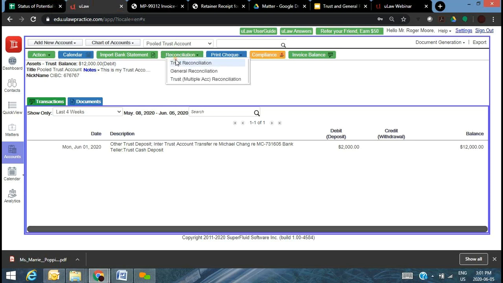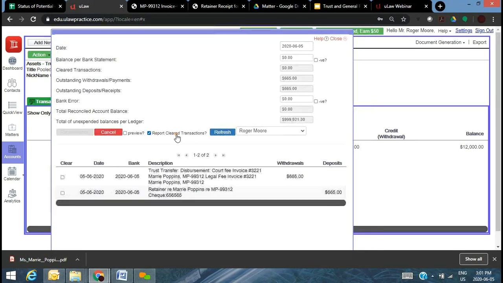Now if I go into my reconciliation and do my trust reconciliation, now I see two transactions. I see the 665 that came in as a deposit, so you can see the labels are straightforward English. Money coming in as a deposit. It's not debits and credits because it's different for different parties. It's deposits and withdrawals. 665 was withdrawn from the trust account, and what was it for?